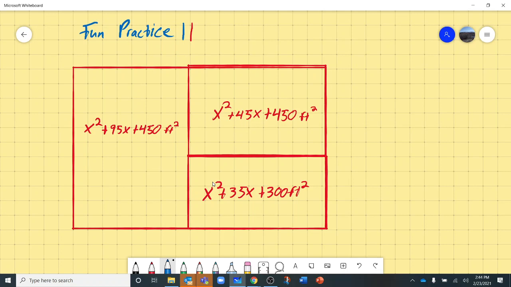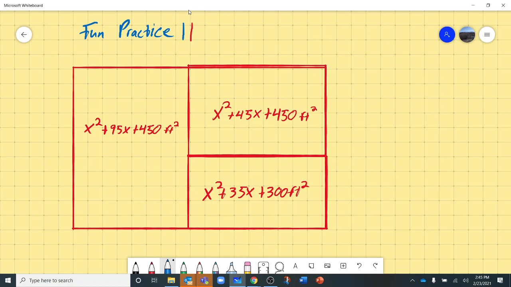So we have three rectangles that make up a larger rectangle. We have x squared plus 95x plus 450, x squared plus 45x plus 450, and x squared plus 35x plus 300. And so we need to figure out what the dimensions of each rectangle are. These are areas, that's why it's feet squared. So let's go ahead and see if we can factor these out.